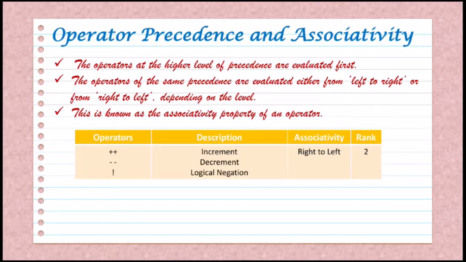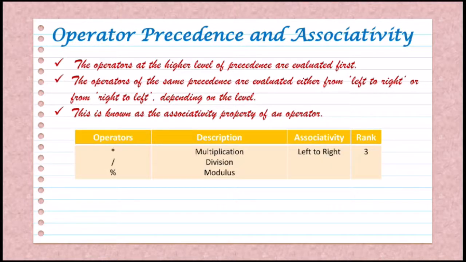Second one is double plus, double minus and logical negation. So second rank is for increment, decrement and logical negation, and they work from right to left. So the second preference will be for the operators increment, decrement and logical negation.